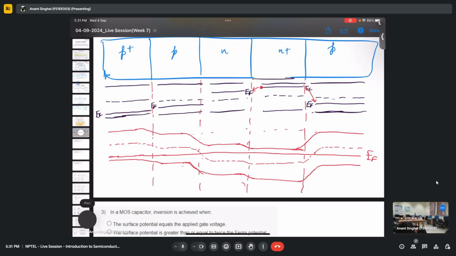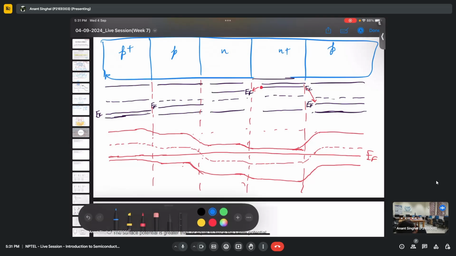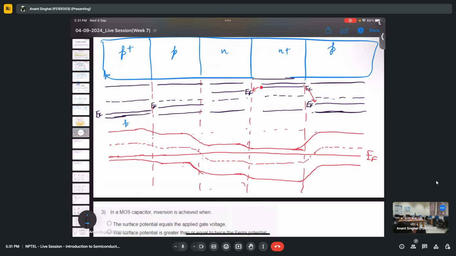So let me write the different regions again. This is P plus, this is P, this is N, this is N plus, this is P, and this is EC, EV, and this is EI, and this straight line is the Fermi level.